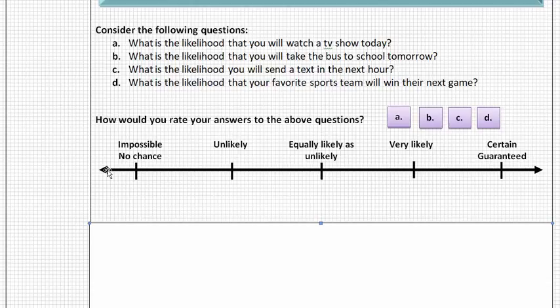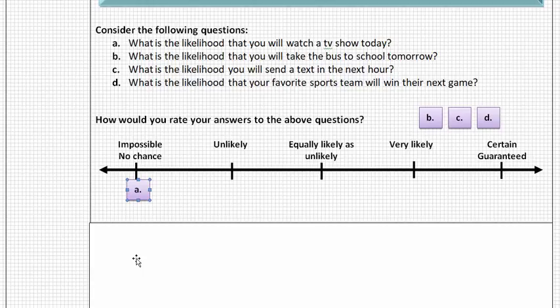So what I'd like you to do is draw this scale in. Also be sure you've written down the questions so that it makes sense on this next part. And I want you to put on the scale where your answer would be. So for example, what is the likelihood that you will watch a TV show today? Well, for me personally, currently my TV is broken. So the likelihood that I will watch a TV show today is impossible. My TV is broken. There's no chance. So I would put A right here on my scale. For you, it might be different.